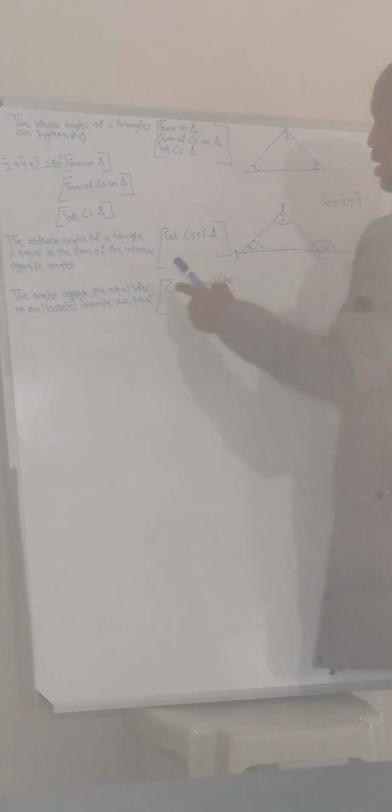So how can you state that reason? You can just say angles opposite equal sides. This is the abbreviated way of writing that. You may not say isosceles triangle as a reason. You don't have to say that. You just have to say angles opposite equal sides.